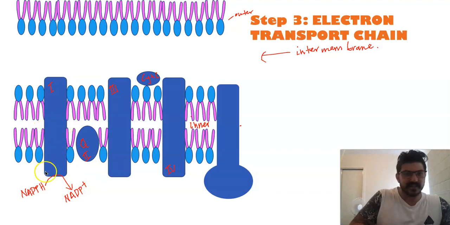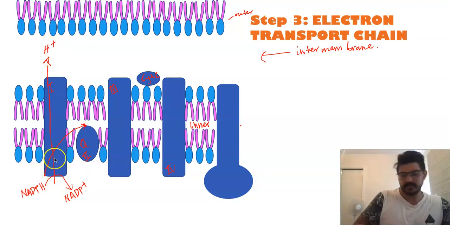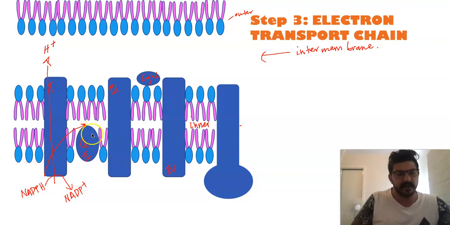And an excited electron goes cruising through from here, and that excited electron forces a H+ into the intermembrane space. All right, I think if you remember how photosynthesis works, you may be starting to realize where this one's going.